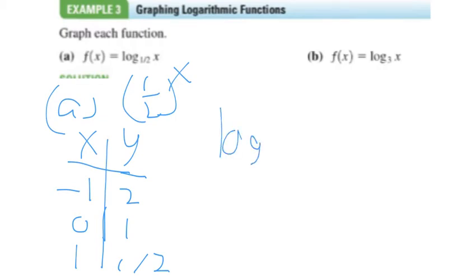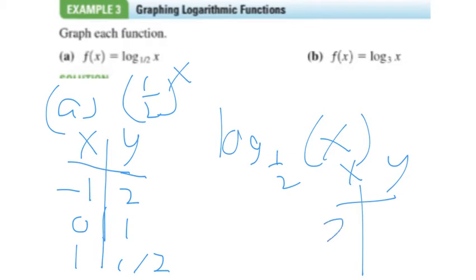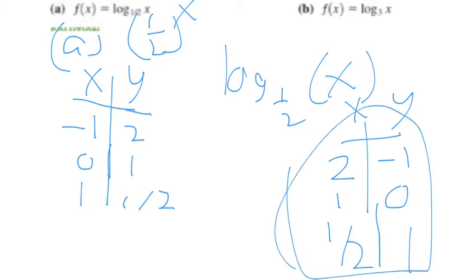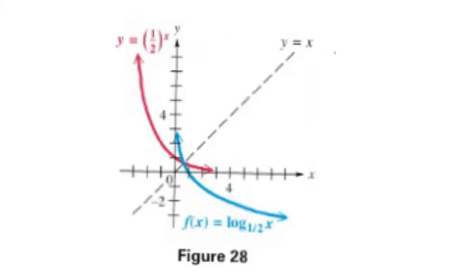Now for log base 1/2 of x, you just flip the x and the y. So when x is 2, y is -1. When x is 1, y is 0. And when x is 1/2, y is 1. Just remember, logarithmic and exponential functions are inverses of each other, so the domains and ranges flip. So if you plot these 3 points, 2, -1, 1, 0, and 1/2, 1, then your graph should look something like the blue graph. It contains the point 2, -1, the point 1, 0, and the point 1/2, 1, just like we said in our table on the last slide.